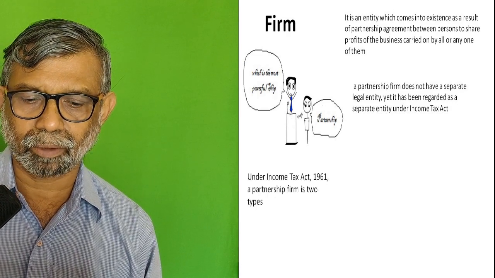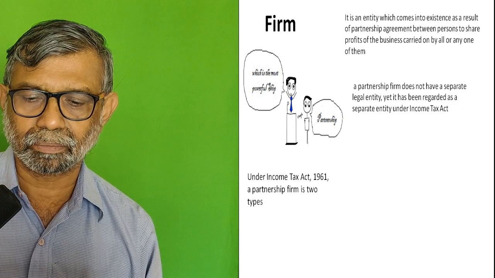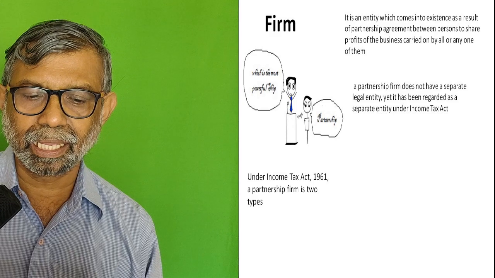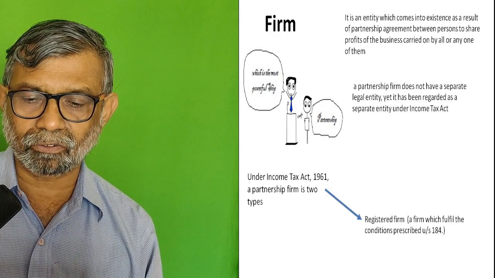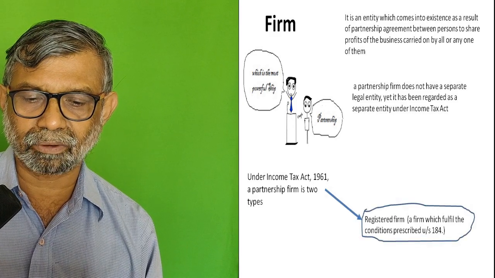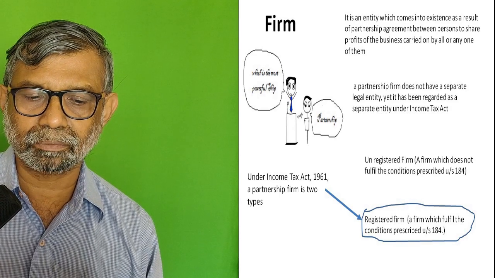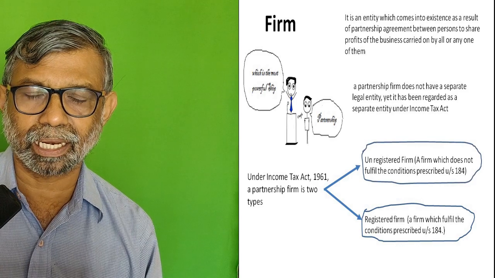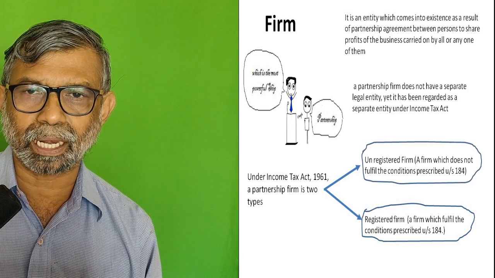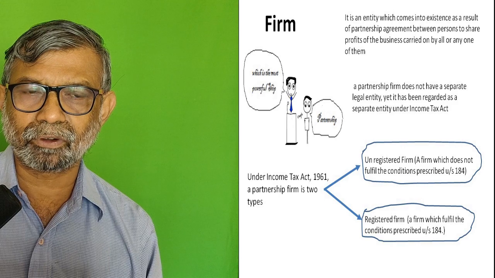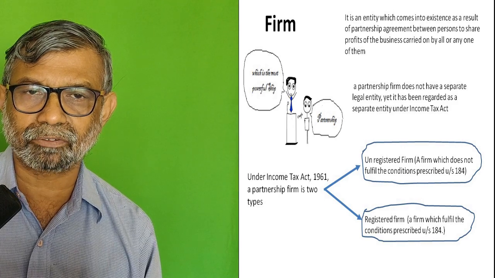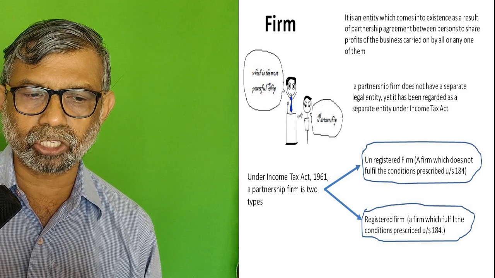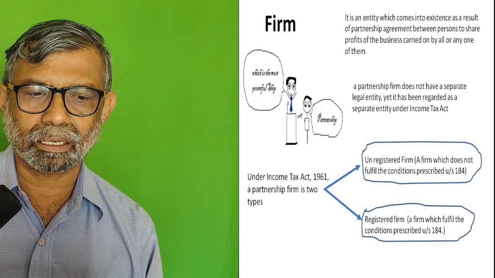Income tax considers firms of two types. One is called a registered firm, a firm which fulfills the conditions under section 184. Secondly, a firm which is not fulfilling the conditions under section 184 is called an unregistered firm. Whether you register under the Partnership Act or not is immaterial. Here you must register separately. Sometimes an unregistered firm as per the Partnership Act may be a registered firm here in income tax. Clear?